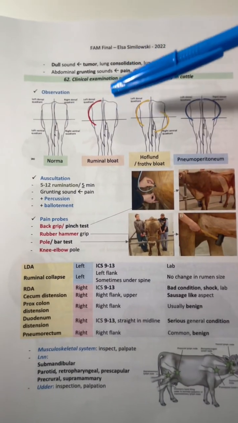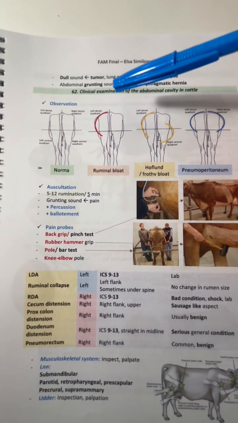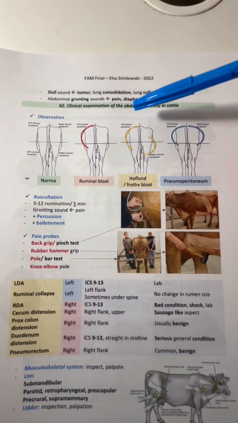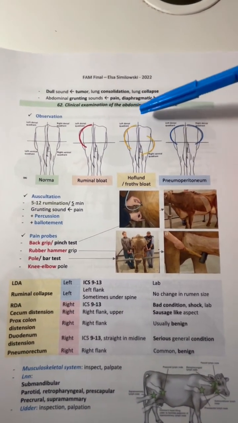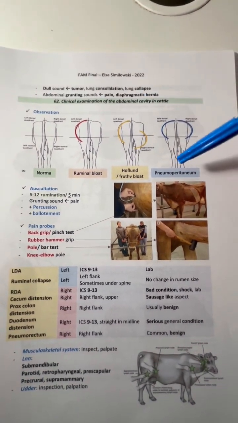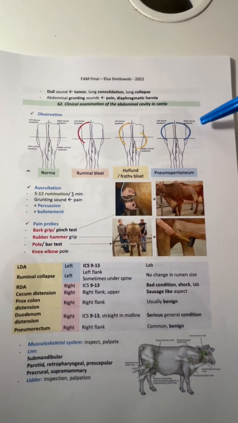In the case of ruminal bloat, it'll be more rounded in the left dorsal quadrant. This is where the rumen is located. And in the case of Hoflund syndrome, it'll be increased in the left dorsal quadrant where the rumen is, but also in the right ventral quadrant where the abomasum is. And in the case of pneumoperitoneum, it'll be increased in the left dorsal quadrant and the right dorsal quadrant.